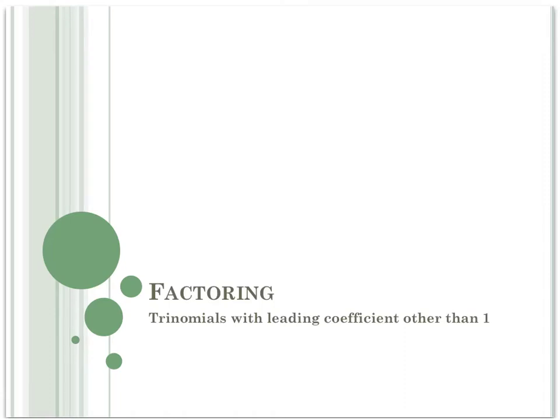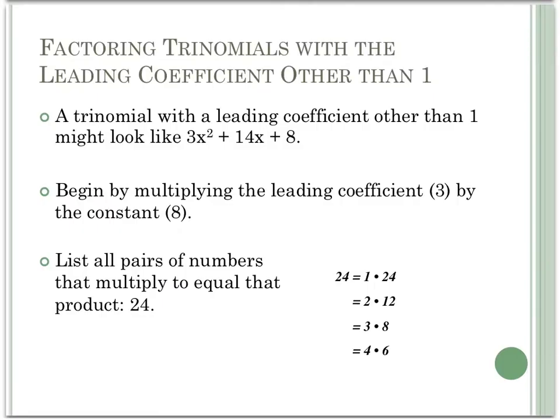We will be factoring trinomials with a leading coefficient other than 1. What this might look like is having our leading coefficient here as 3. Remember, it's important to keep in mind that our constant is 8 and our middle term is 14x. A trinomial with a leading coefficient other than 1 is a little bit different from trinomials whose leading coefficient is 1 in the way we're going to solve them.